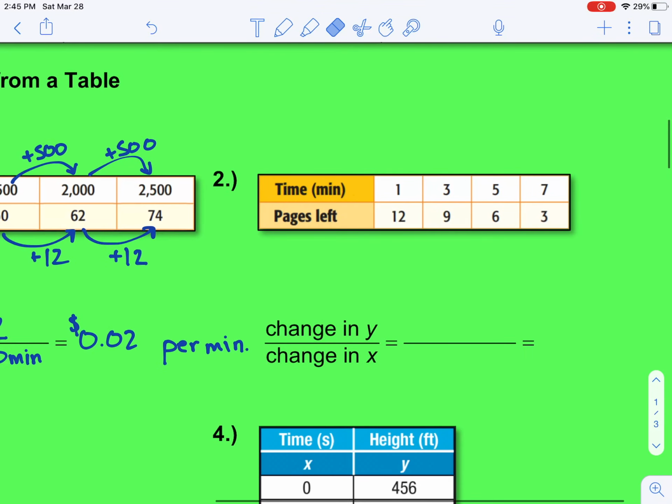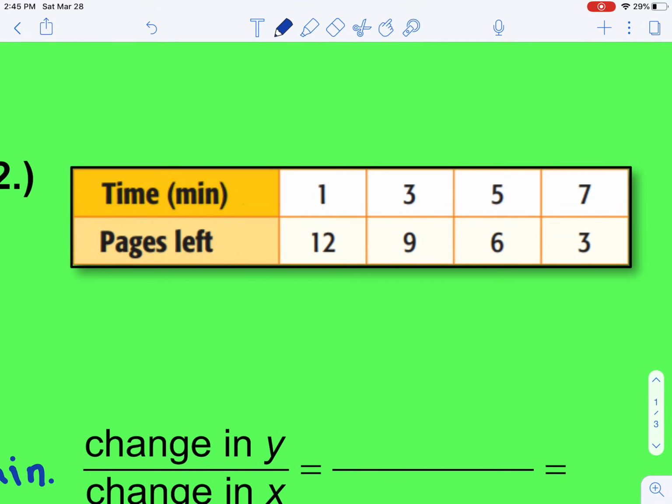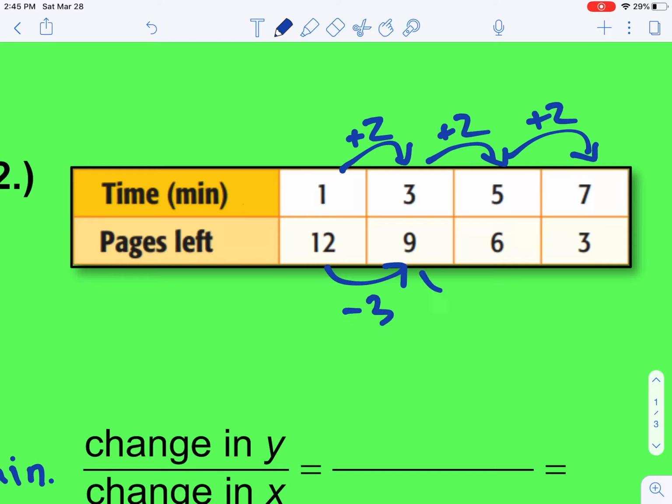Okay, let's take a look at number 2. So I'm looking for my change by looking at my table. My time, it looks like it's changing by 2. So 1 to 3 is 2, 3 to 5 is 2, and 5 to 7 is also 2. So I got that one. And then pages left is going from 12 to 9. So the change is not plus 3. It's actually going to be minus 3. 9 to 6, minus 3, and 6 to 3 is minus 3.